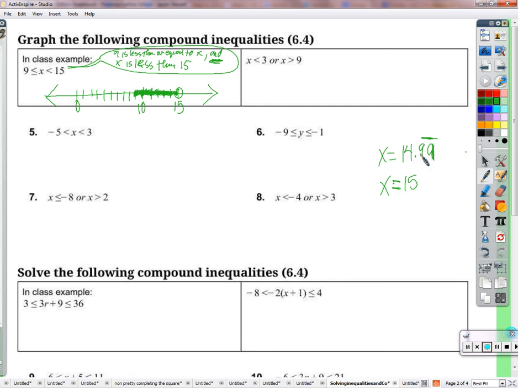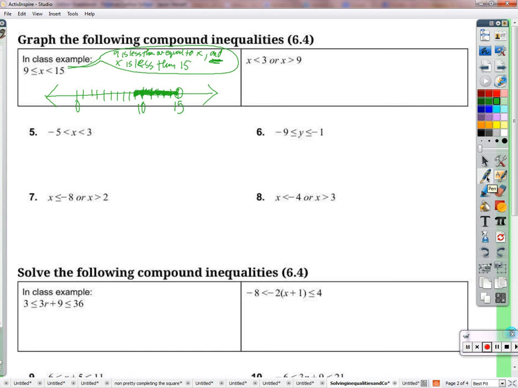So 14 point an infinite number of 9s is 14 and 1, so that's 15. It can't be 14.9 repeating forever, but it can be 14 point any finite number of 9s.